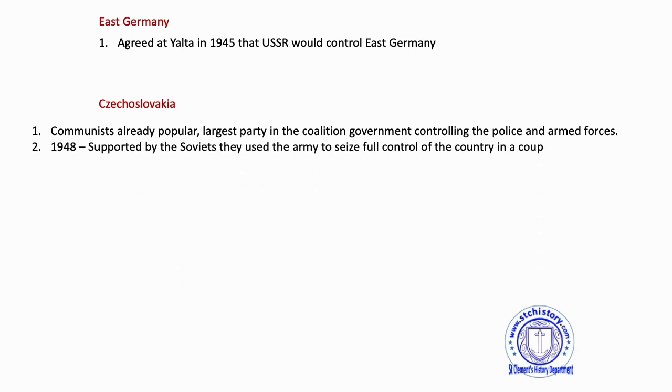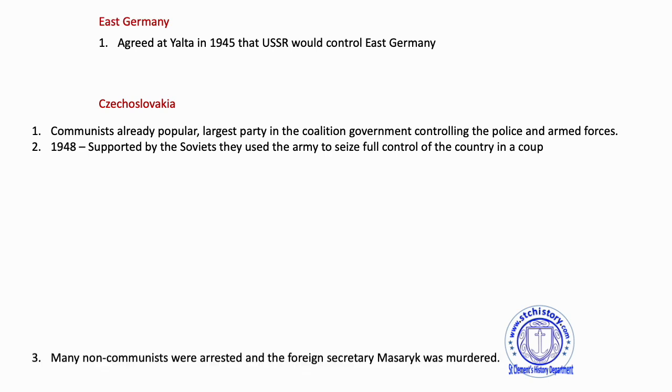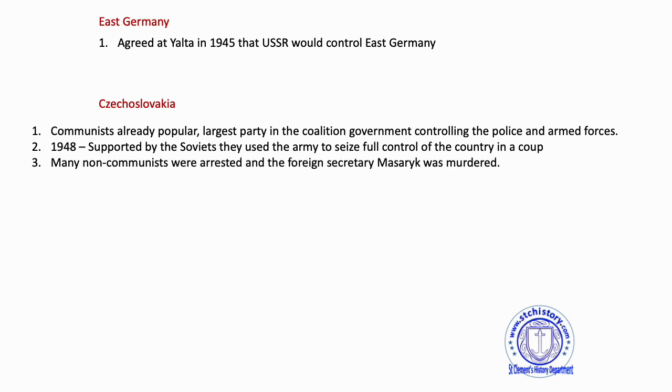So in 1948, again, support from the Soviets, they used the army to seize full control in a coup, so an aggressive takeover of the rest of the country just to make it official. All right, many non-communists were arrested, and the foreign secretary Masaryk was murdered. So an aggressive act. Now, to Truman, this is the last straw. Czechoslovakia being taken over in such an aggressive way, with in mind everything else we've talked about in this lesson so far, you can absolutely see why the long telegram is proven correct in the eyes of Truman, at least.